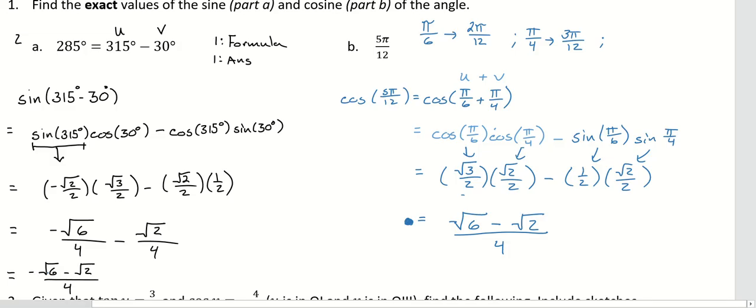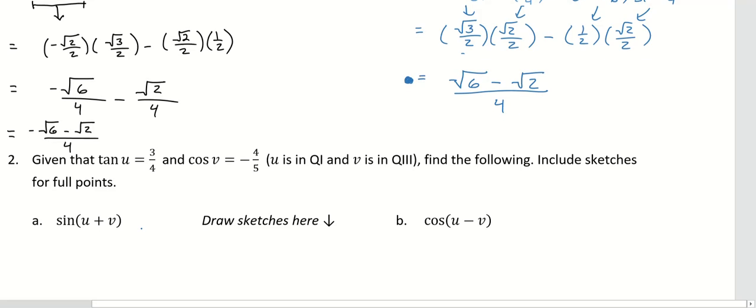These values show up all over the unit circle, so it makes sense that they show up here also. Cool. All right. So there's that one.